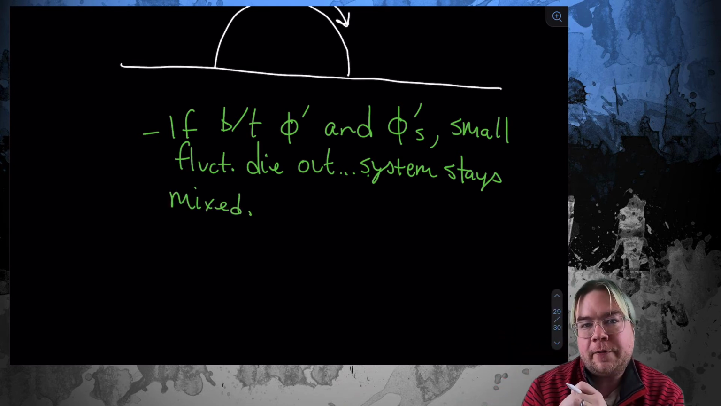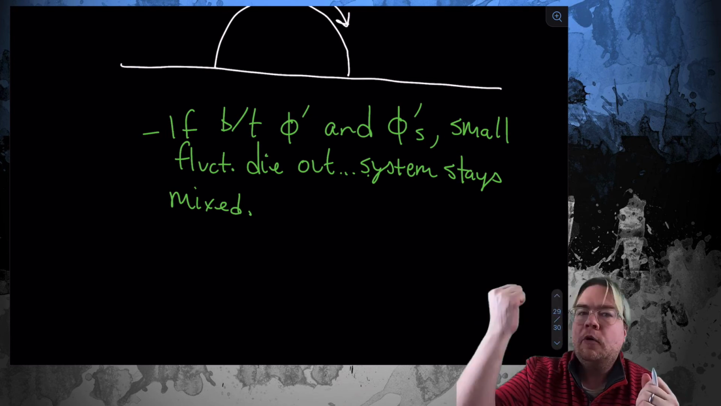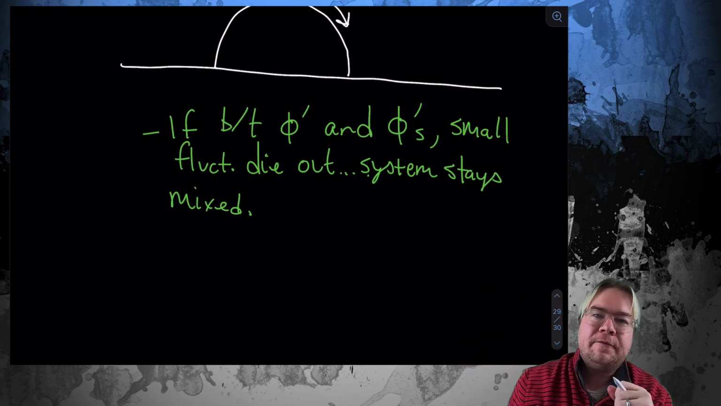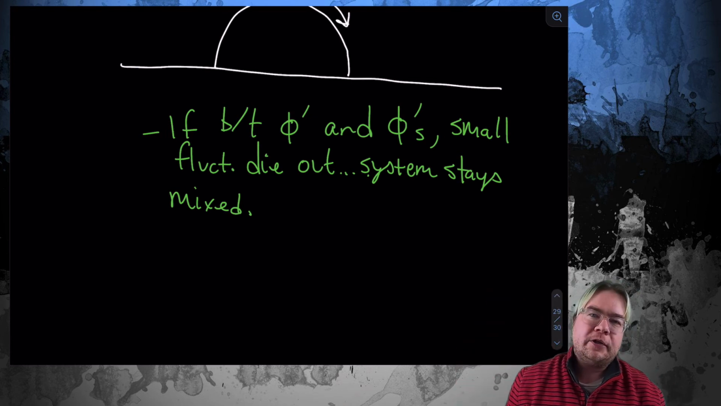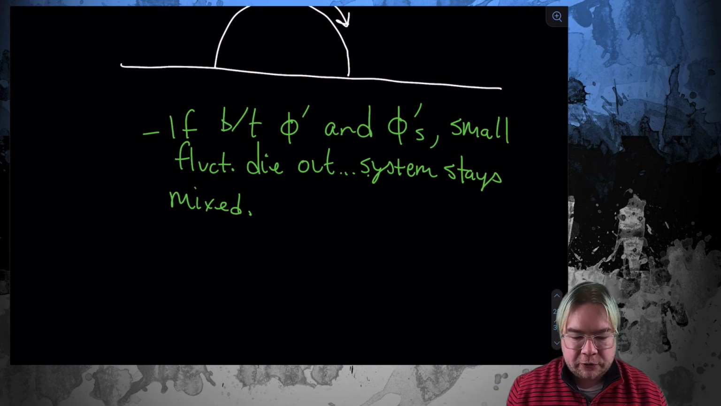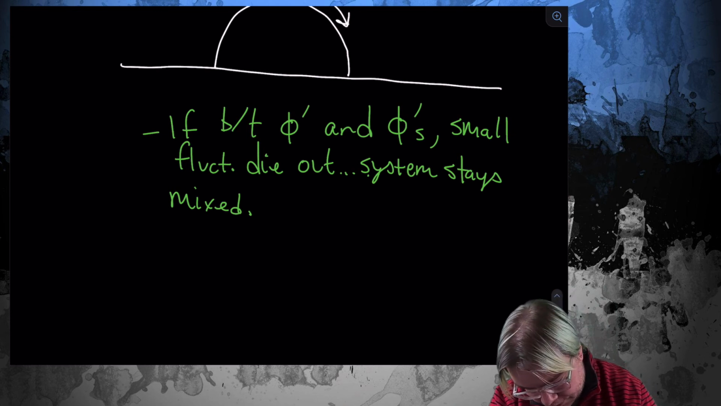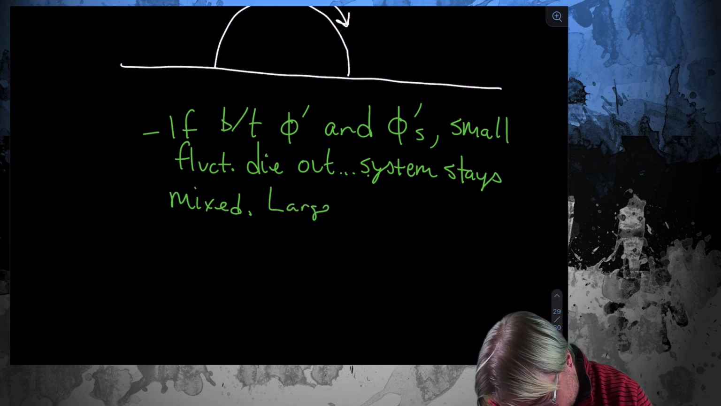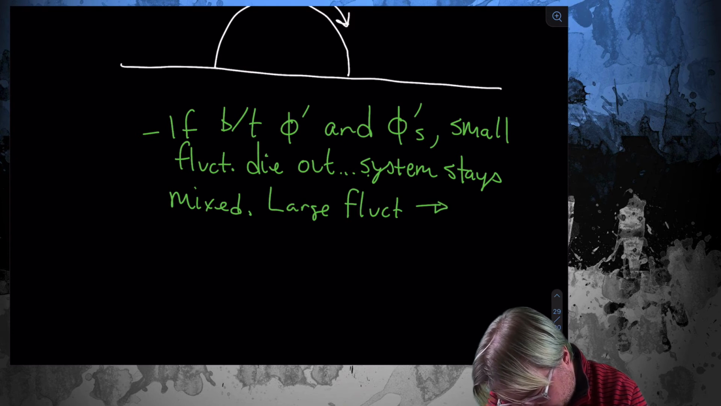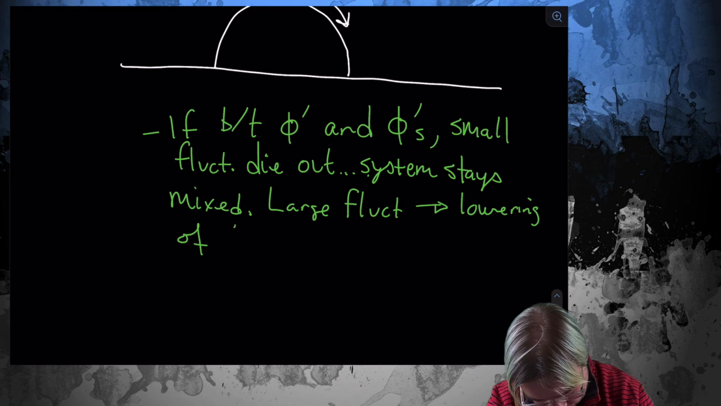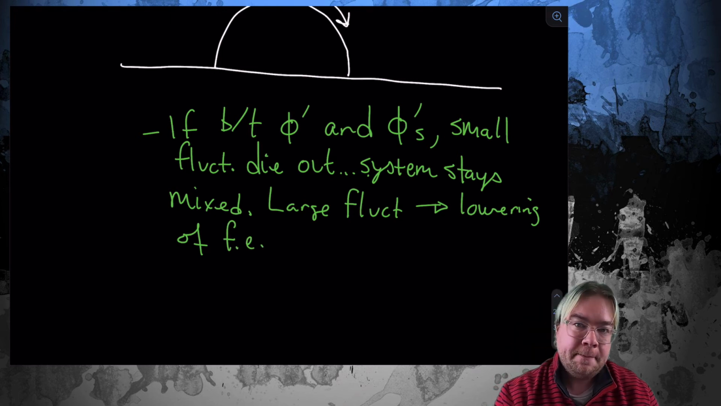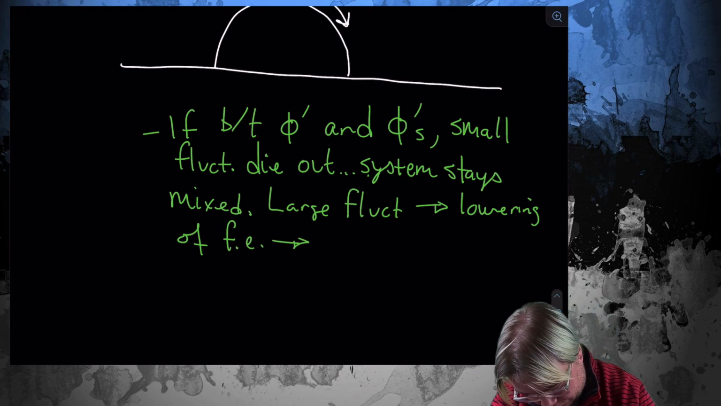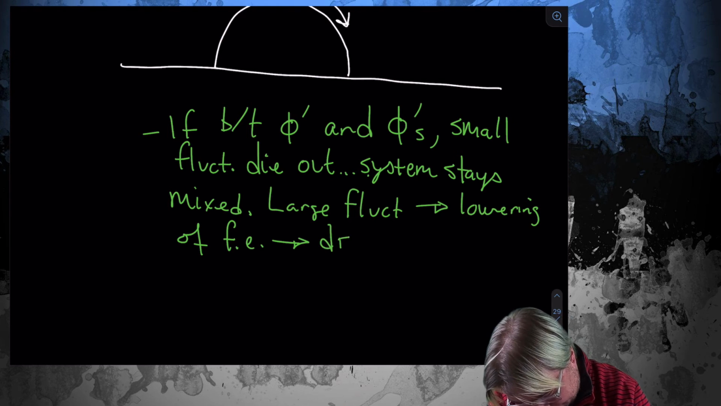If you get a large fluctuation, either just random chance, or you put energy into the system, you smash your fist on the table, you jostle your system, it has so much energy somehow that it's able to create a large fluctuation. If that happens, and you create a large fluctuation, then this will lead to a lowering of the free energy, and so it will lead to demixing.